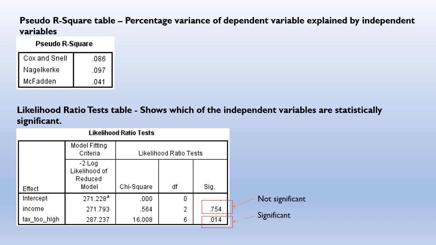The next table is the likelihood ratio test table, which denotes which of the independent variables are statistically significant. The income variable is not significant since the p-value is greater than 0.05, and "tax is too high" is significant since the p-value is less than 0.05.